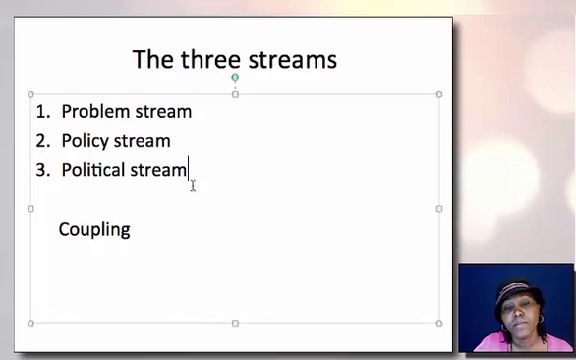Another crucial thing I might also mention is that during these coupling events, a natural disaster can focus on the shortcomings of the administration if it's rescue. So even natural disasters can open a window and lead to the coupling of these three streams. Then an issue gets on the agenda. So that is the three streams, the multiple streams approach to agenda setting by John Kingdon.